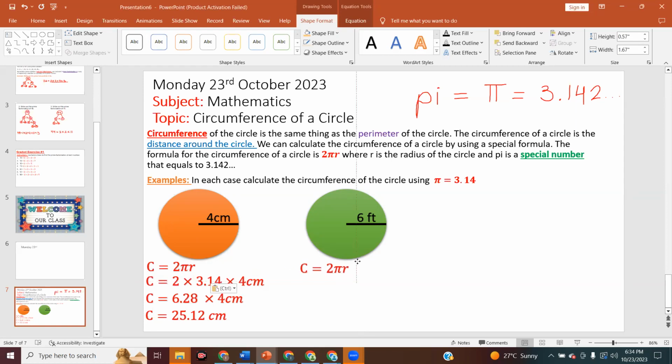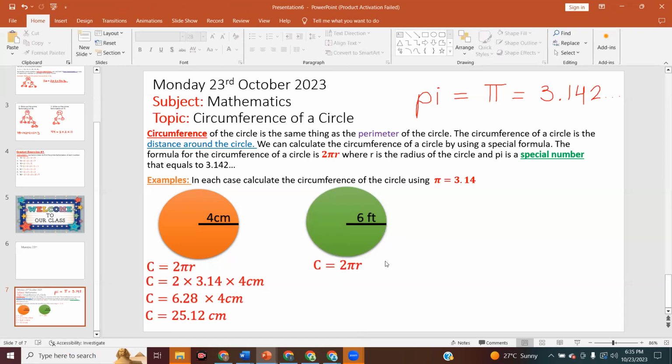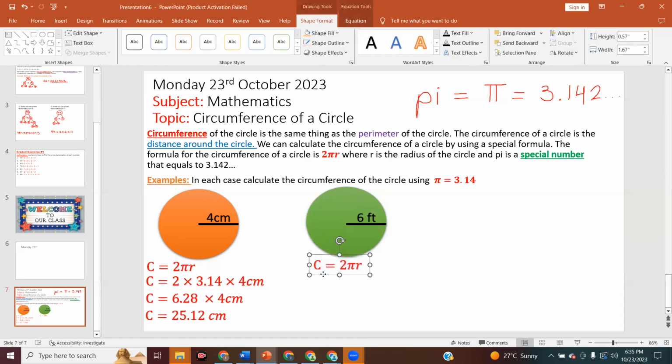We have to do what? Put down the formula, right? And what's the formula for the circumference? Hello, I'm speaking to you all. What's the formula for the circumference? 2 times pi times r. Very good. 2 times pi times r.